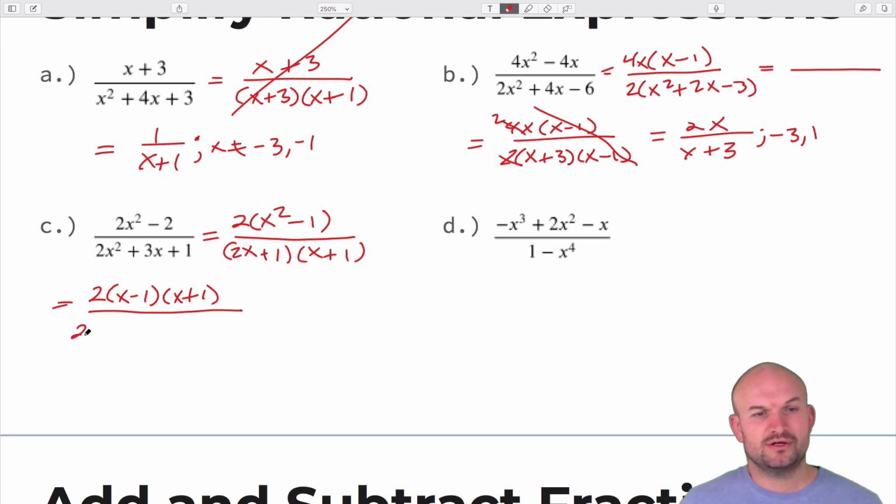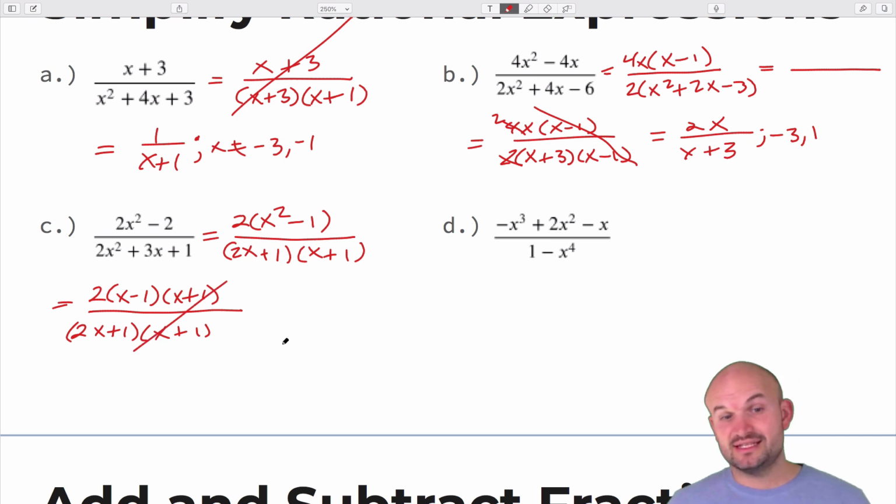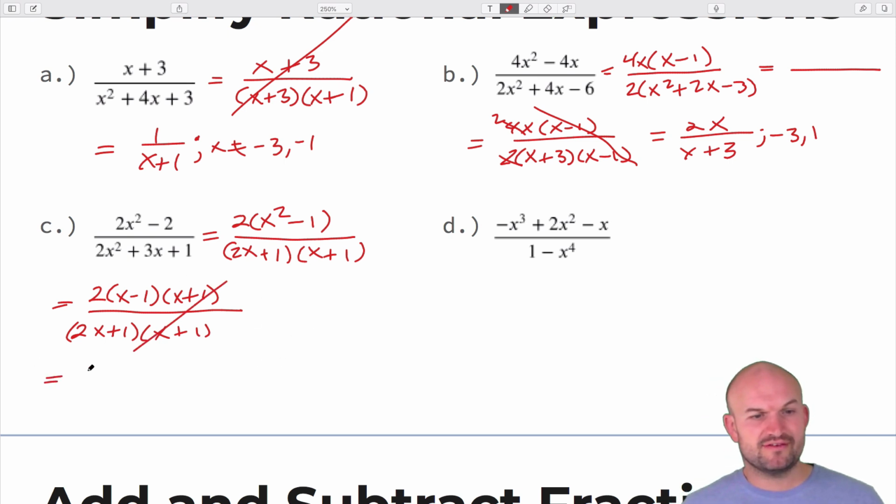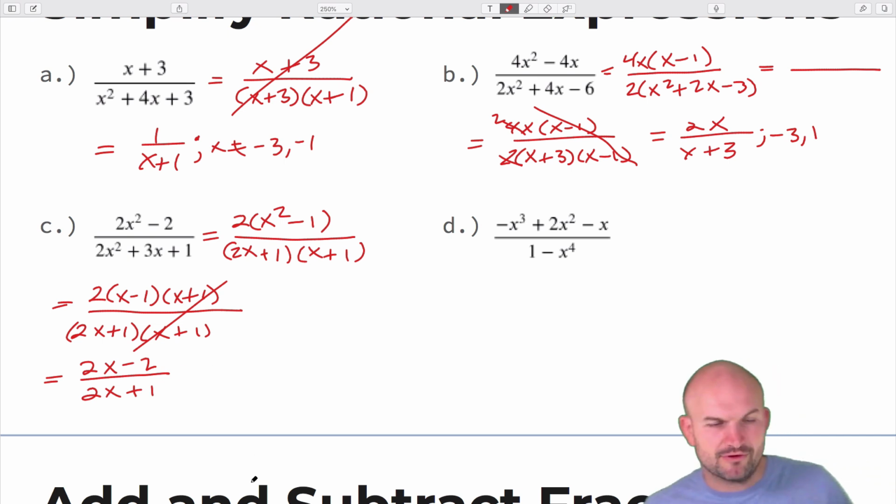Okay, and that's going to be over 2x plus 1 times x plus 1. You can now see the x plus 1's divide out, leaving me with a final answer of 2x minus 2 times 2x plus 1. Let's distribute this one. I'm perfectly fine with students if they don't distribute. But in this case, let's go and distribute because it's not really that much work.